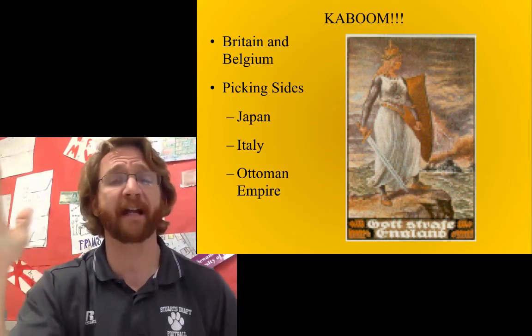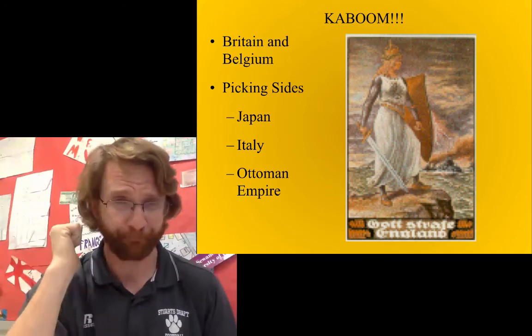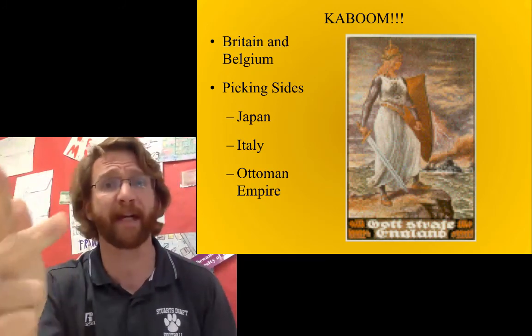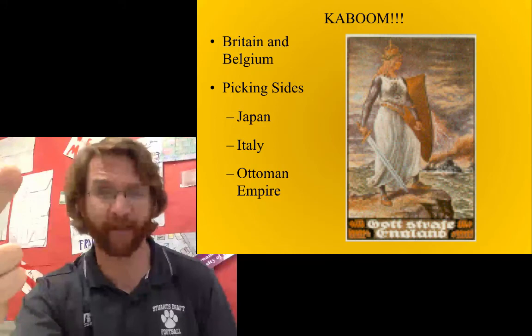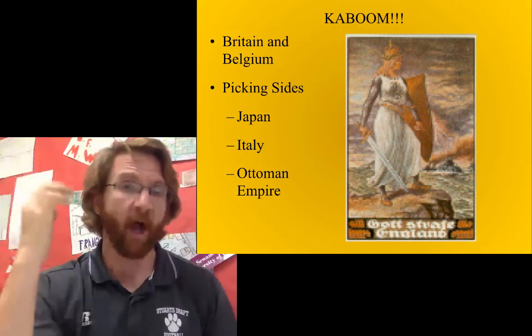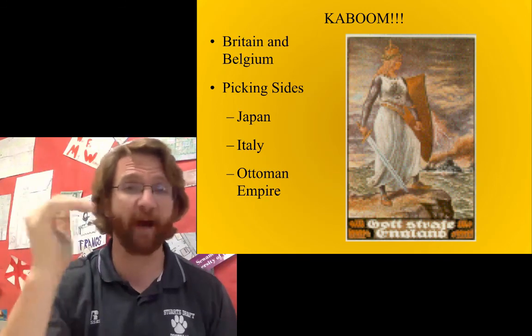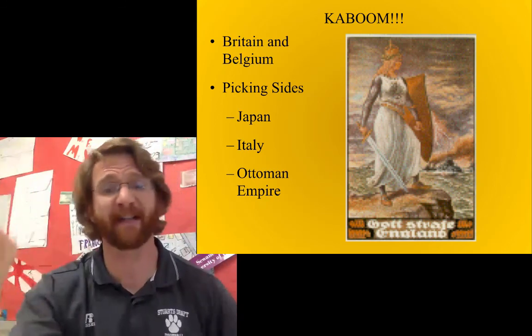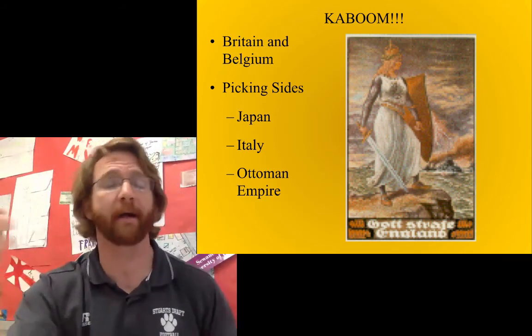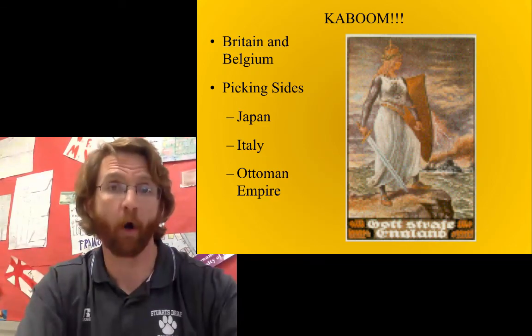So now here are the two sides. We've got Germany, Austria-Hungary, the Ottoman Empire. Bulgaria also joins in, hoping to gain land. Against Britain, Belgium, Japan, Italy, France, and Russia. So now we've got two big sides. The world is at war, and we'll talk about the first round of that war tomorrow.